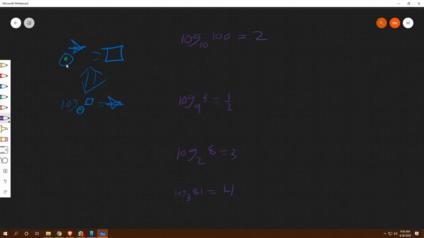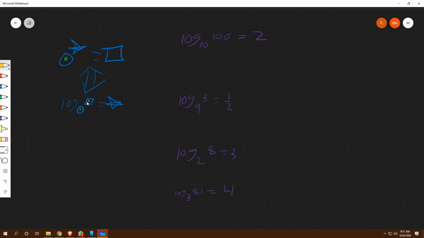So this circle is the base. Obviously, up here, the star is the exponent, and the square is what it's equal to. But down here, when we're talking about a log, the square is the argument. So it's log base whatever of something. That of is the argument. That's your square. So circle is the subscript on the log, or the base of the exponential function up top.